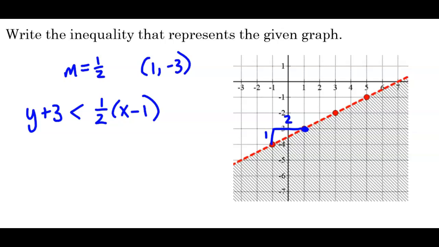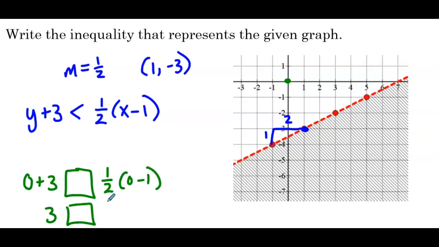If you're not sure, another way, use that test point. Use that origin. Right? So we'd have 0 plus 3. We don't know what that is. 1/2, 0 minus 1. So we'd have 3, and then -1/2. Notice that's not in the solution set, so we want this to be false. Okay, so how can we make this false? Well, we could say that 3 is less than -1/2, right? Because that's a false statement, so there's our inequality sign.